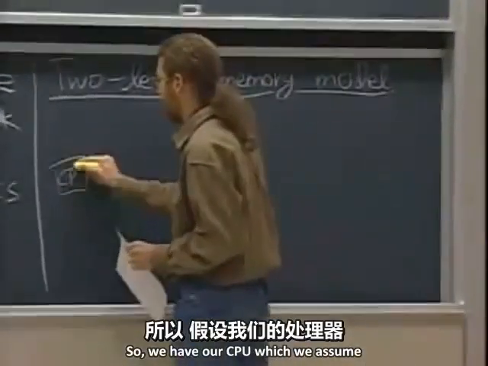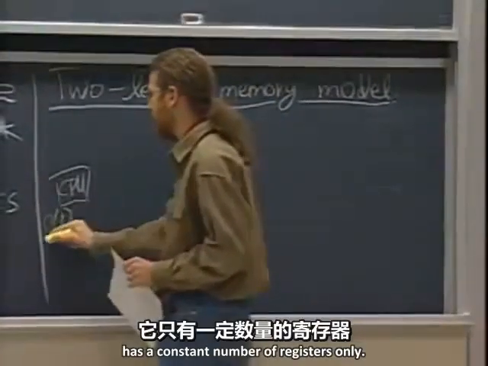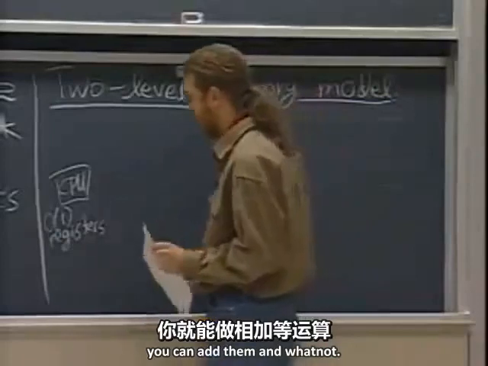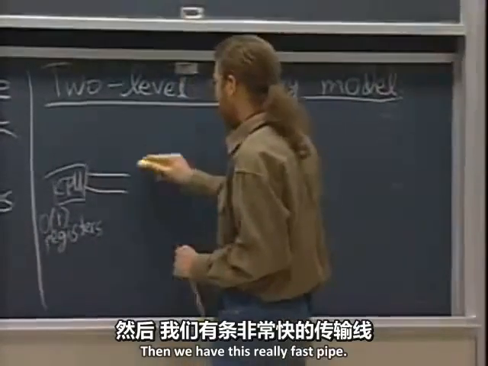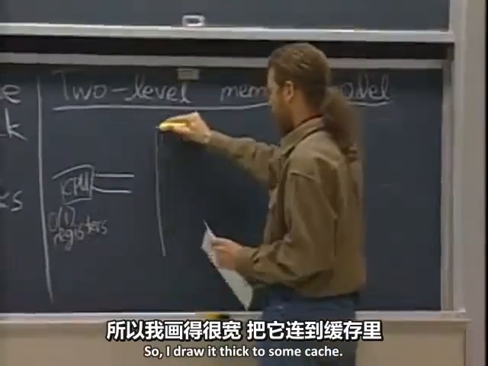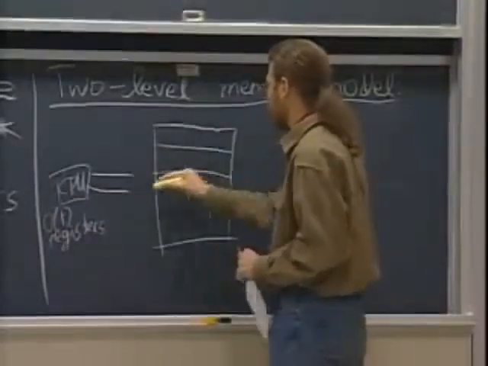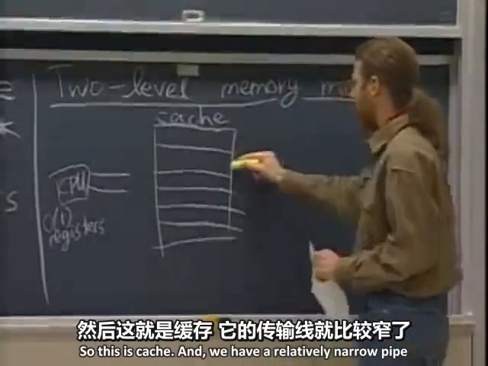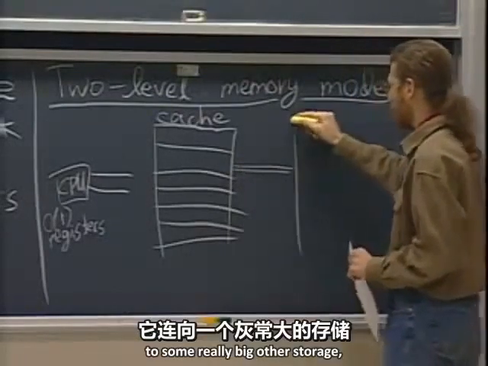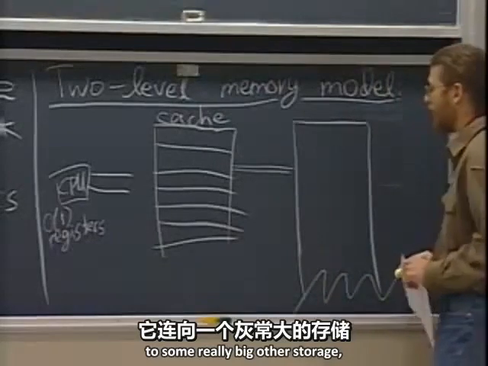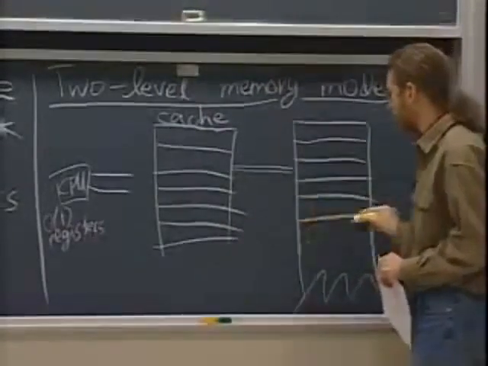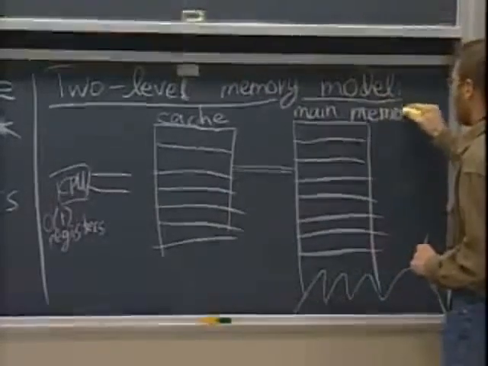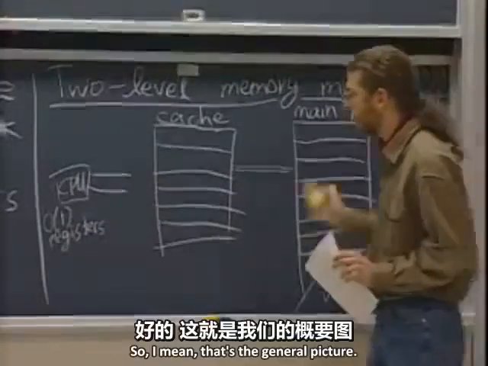So we have our CPU, which we assume has only a constant number of registers. Once it has a couple of data items, you can add them and whatnot. Then we have this really fast pipe, so I draw it thick, to some cache. And we have a relatively narrow pipe to some really big other storage, which I will call main memory. That's the general picture.